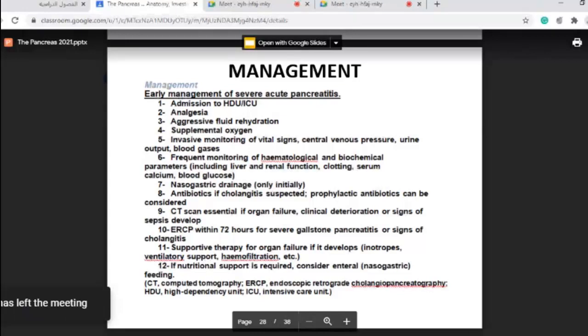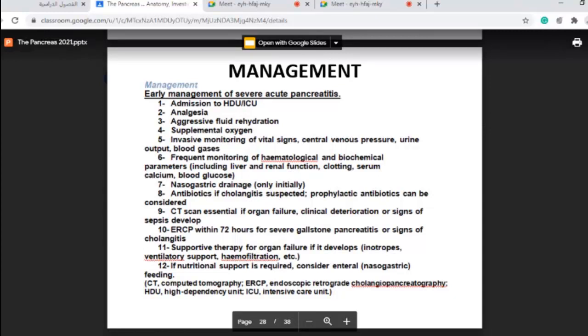Not CCU. CCU is regarding the heart, but this we call ICU, or high dependency unit, intensive care unit. It is very important for monitoring of the patient, because the patient may develop respiratory distress syndrome, leading to death of the patient. The patient needs analgesia and aggressive fluid rehydration because of loss of fluid, hypovolemia. So he needs replacement therapy.